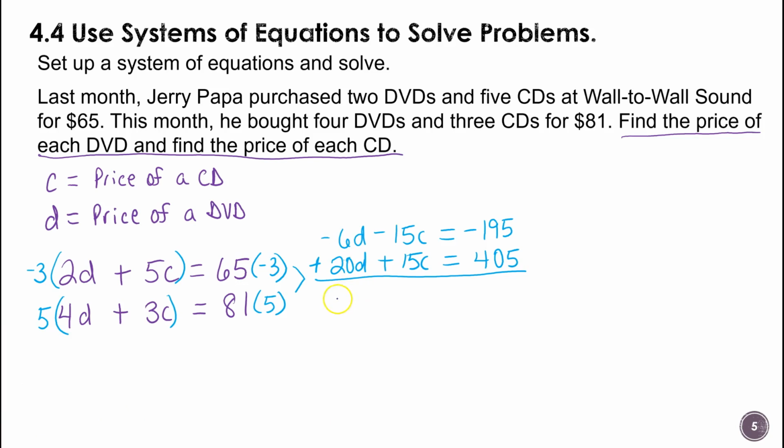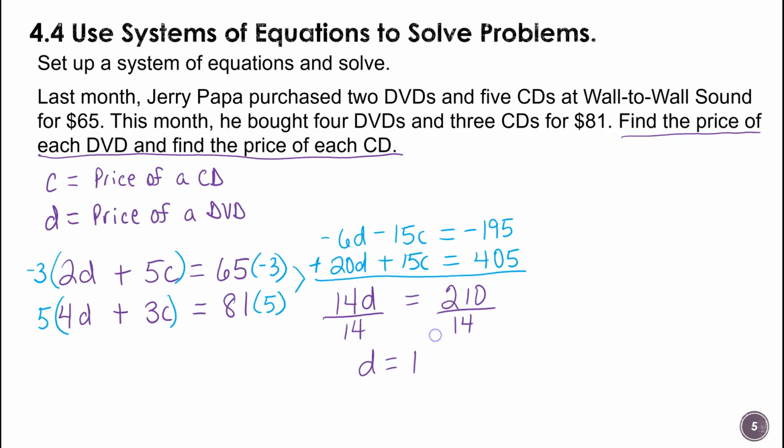All right. So -6 plus 20, that's going to be a 14D. The C's are eliminated because they're opposites, right? So that's what's going on there. And then that's equal to 210. We're going to divide both sides by 14, and we find that the price of one DVD is going to be $15.